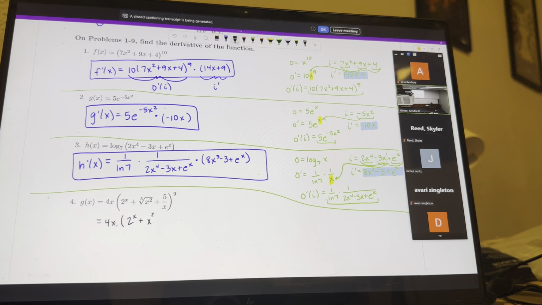X to the 2/5, right? Because it's being raised to the 2nd power, but then we're taking the 5th root, which is the same thing as raising it to the 1/5 power. Putting those 2 together, we get x to the 2/5.